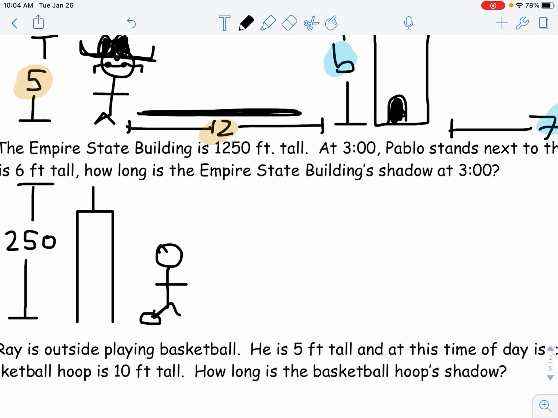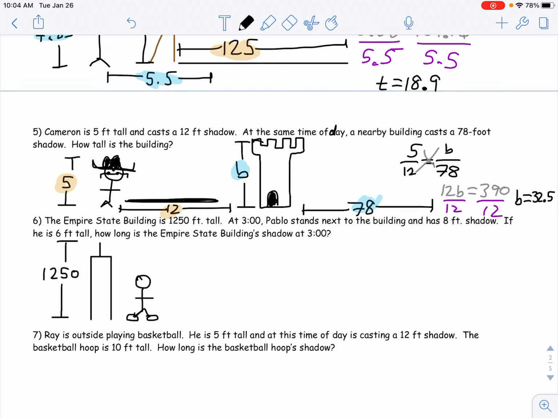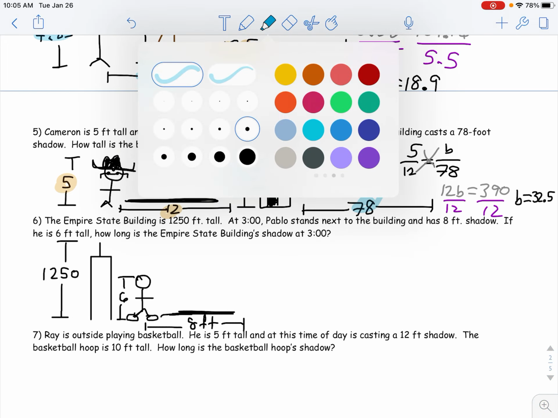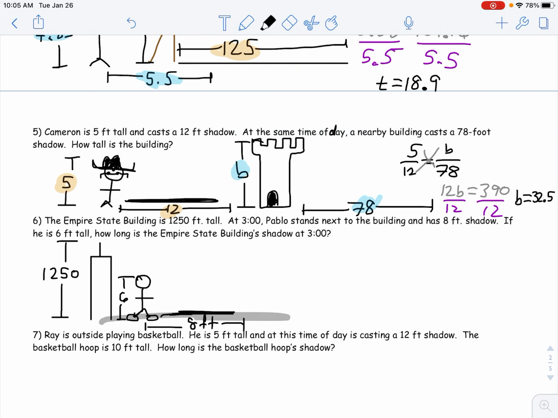We'll make Pablo wearing some Yeezys. Pablo stands next to the building and has an 8-foot shadow. So the shadow's 8 feet. Pablo's 6 feet tall in his Yeezys. How long would the Empire State Building shadow be? So like, how long would this shadow extend?